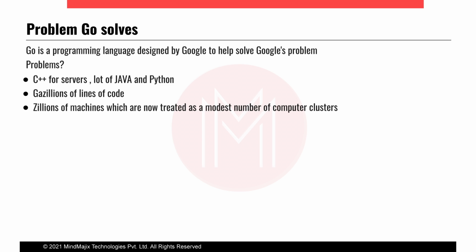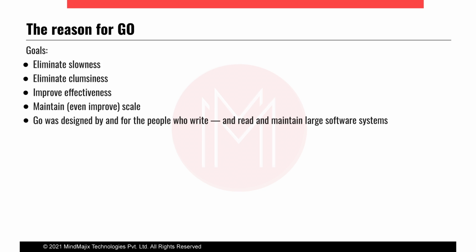all those problems in Google's environment. They wanted to build a language that is faster than C, and where you can easily write the code when it comes to modern programming languages, and hence the Go programming language was born. So the main reason Go was introduced in Google's environment is to eliminate the slowness and the clumsiness of the code.